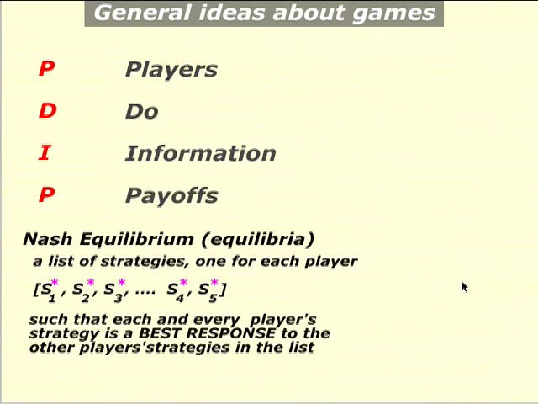Now, a strategy is a complete specification. So in a game, there'll be a lot of things that happen you won't actually see happen. It could happen that we won't see happen. And a strategy specifies all of those logical possibilities. And we came up with the Nash Equilibrium idea.